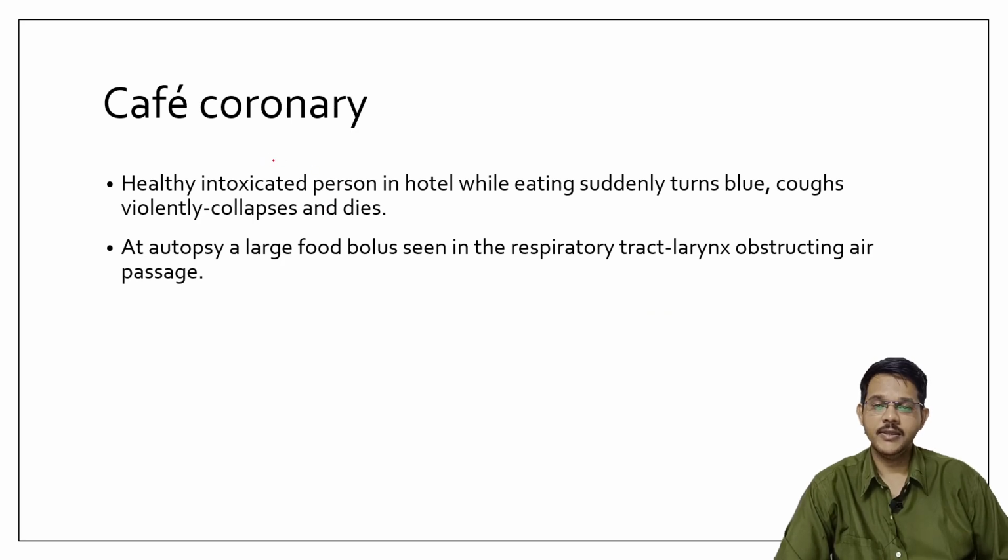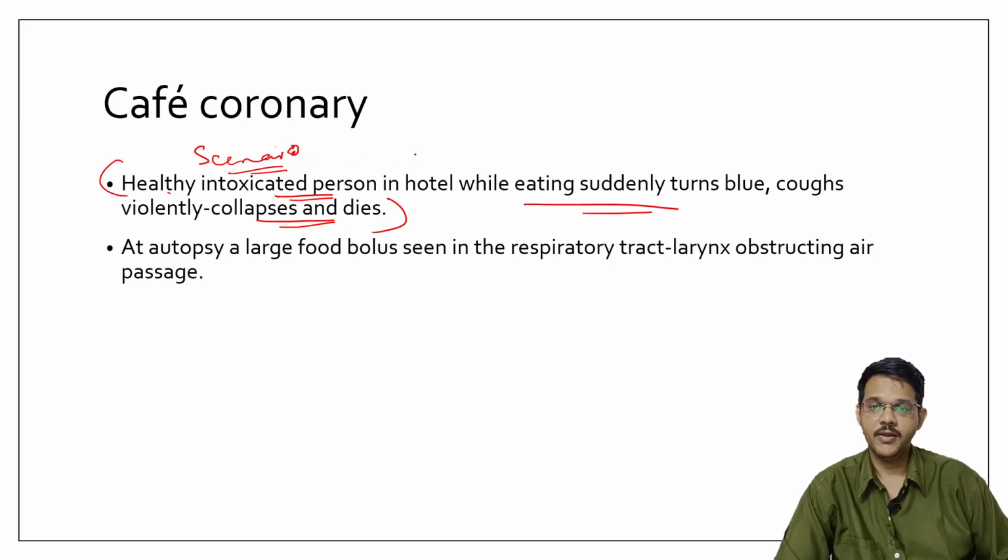The main thing in café coronary is the typical scenario: the person is a healthy, intoxicated person. The person has consumed alcohol in a hotel, and while eating suddenly turns blue, coughs violently, collapses and dies. The person is as healthy as he can be. He visits the hotel, has a lot of drinks. After a few bites of food, he suddenly turns blue, coughs, falls and dies. So this is the usual scenario in case of café coronary.